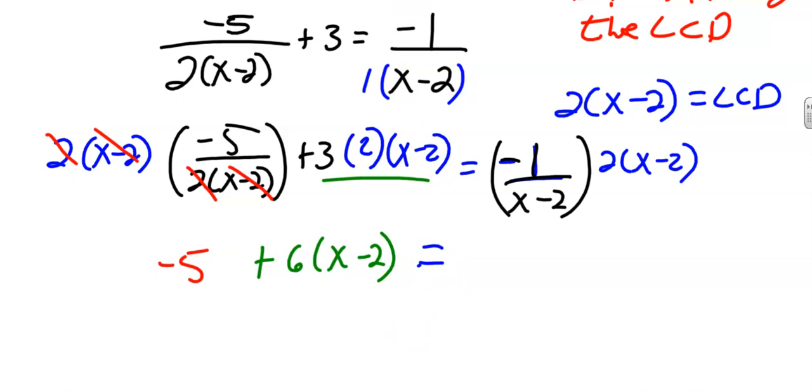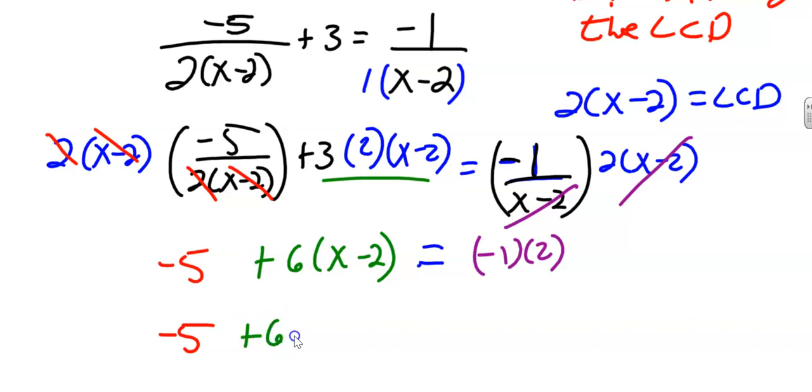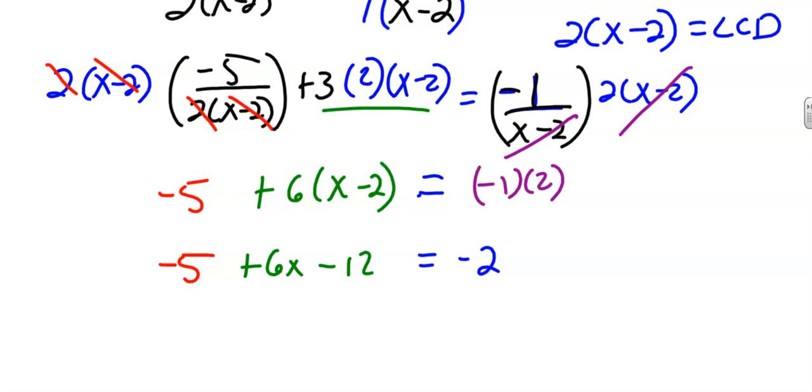And on the right-hand side, that x minus 2 will cancel that x minus 2 and leaves you with negative 1 times 2, which would just be negative 2. Okay, so putting it all together. We've got the negative 5. We've got 6x. 6 times 2 for negative 12 equals negative 2. And then on the left-hand side over here, you do have a negative 5 and a negative 12. If you want to put these two together, that'd be a negative 17.